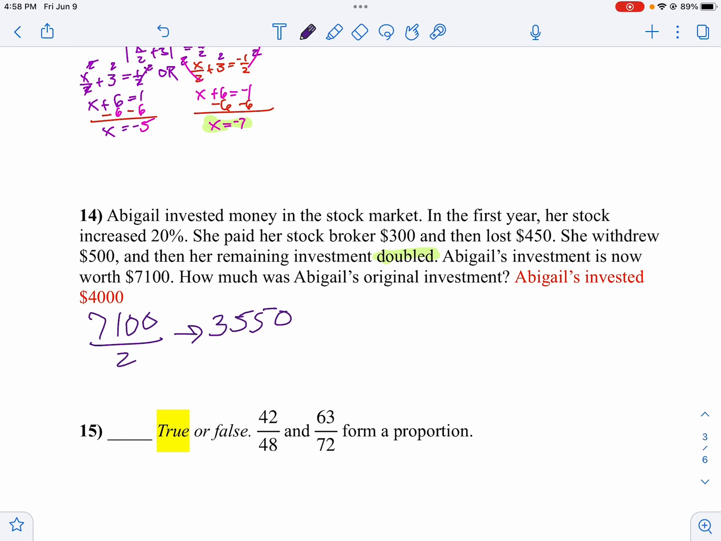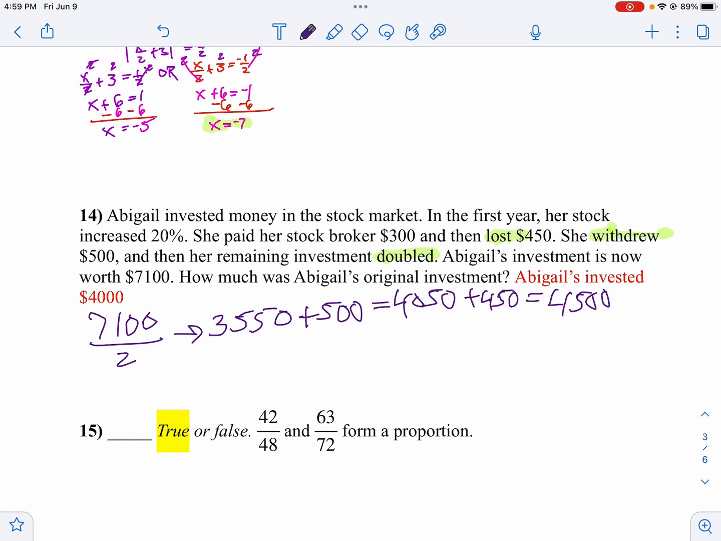Then she had withdrawn $500. So the opposite of withdrawing $500, we're going to put $500 back into her account. So she had $4,050 before she withdrew her 500. And then she had lost 450. So let's add 450 on to her account. So 4,050 plus 450 is 4,500.